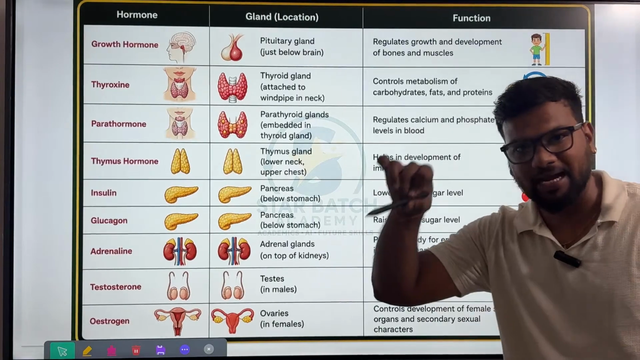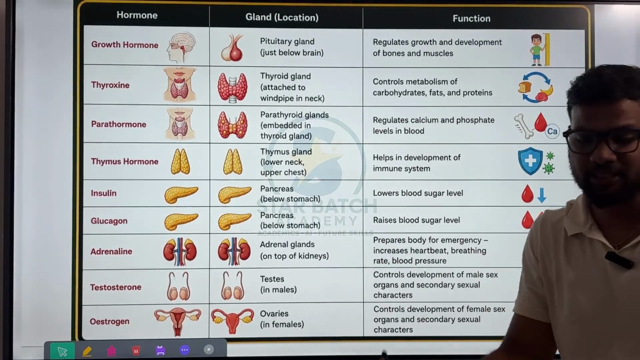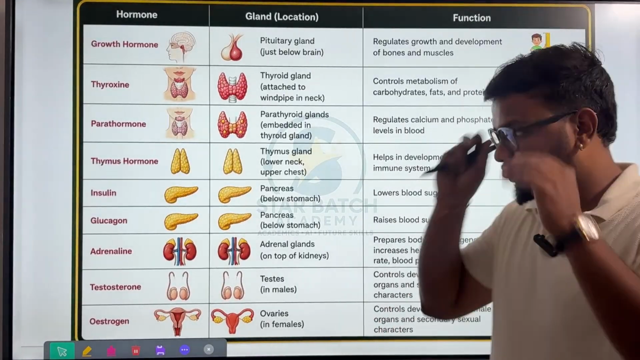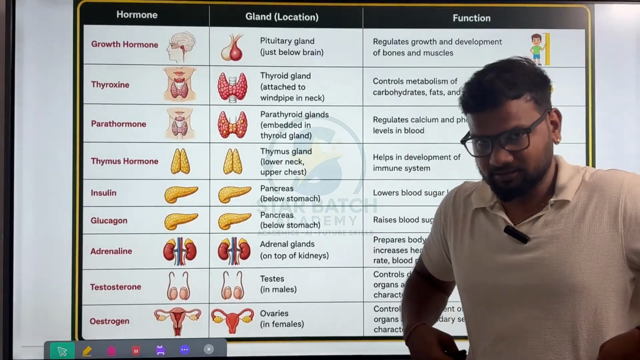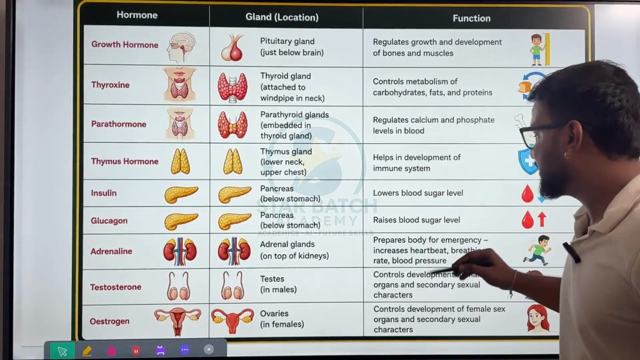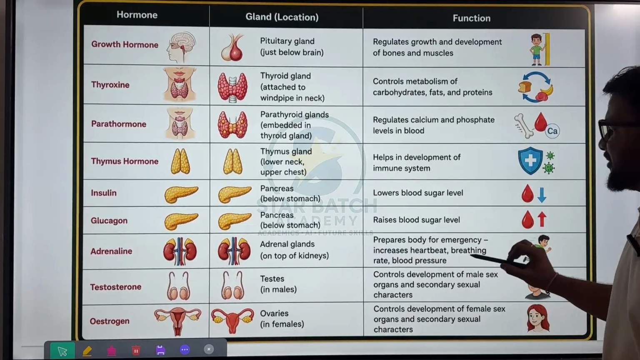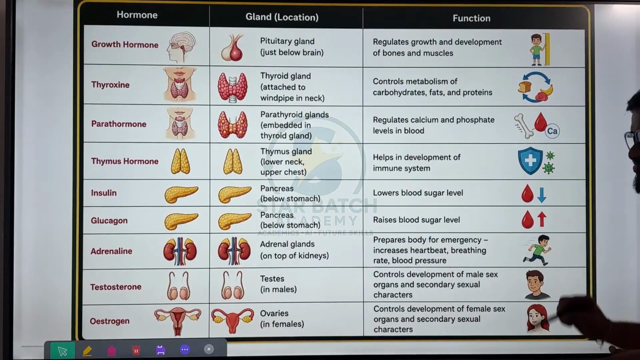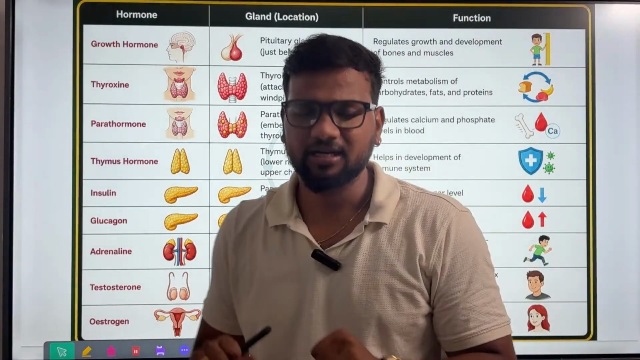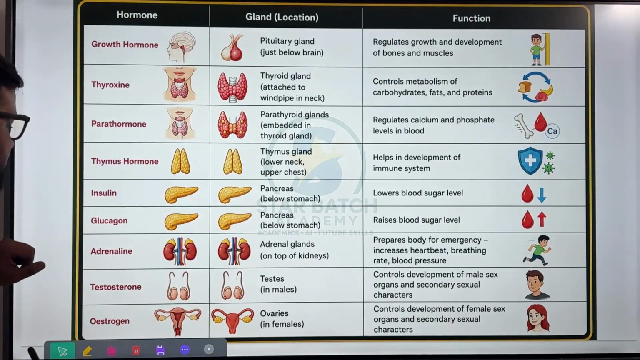Glucagon is also in the pancreas. It raises the blood sugar level. What does glucagon do? It raises the blood sugar level. Adrenaline, so it will be adrenaline. Okay, adrenal gland. And what does it exactly do? In emergency it increases heartbeat, breathing rate and blood pressure. Okay, it actually gives you the energy. That is the adrenaline hormone.